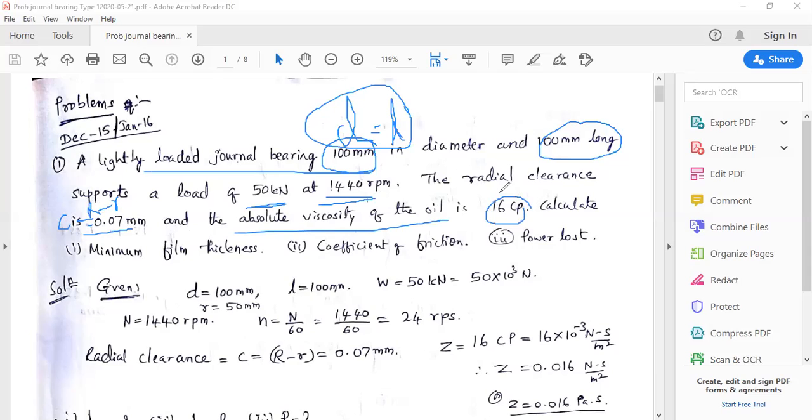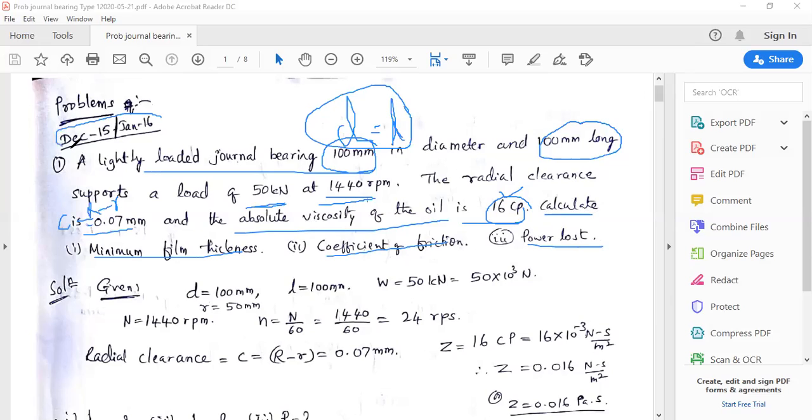In an application type of problem, this value will not be given, so that also we have to determine. It is given as 16 centipoise, but we have to convert this centipoise into newton second per meter square, or pascal second. To get that value, we have to use the conversion factor. While using that value in the equations, we have to convert it into newton second per meter square. And we have to calculate the minimum film thickness, MFT, and then the coefficient of friction and power loss. These are the three things that we have to calculate.